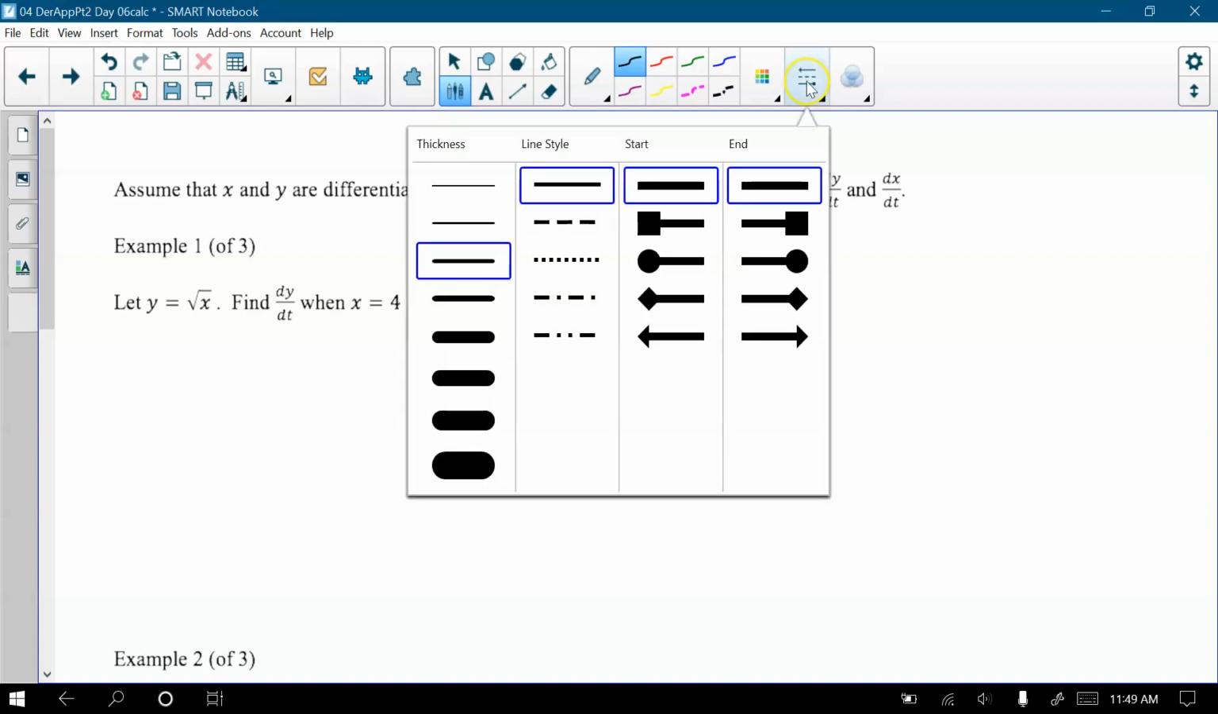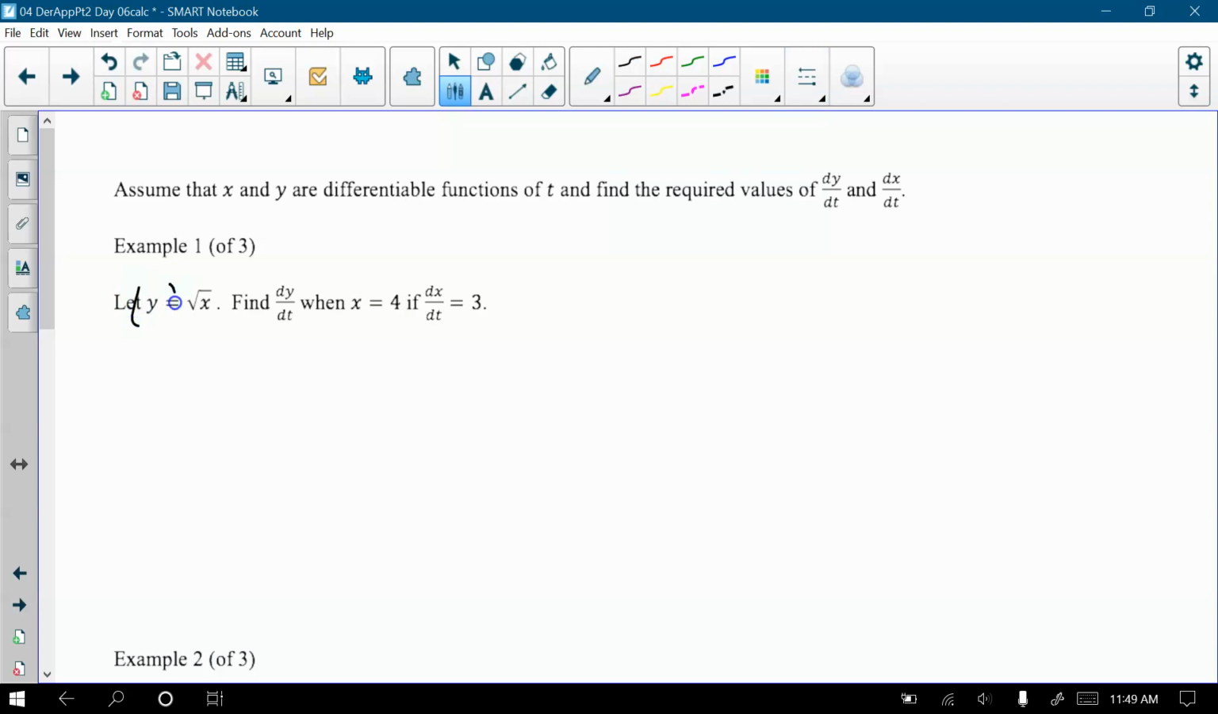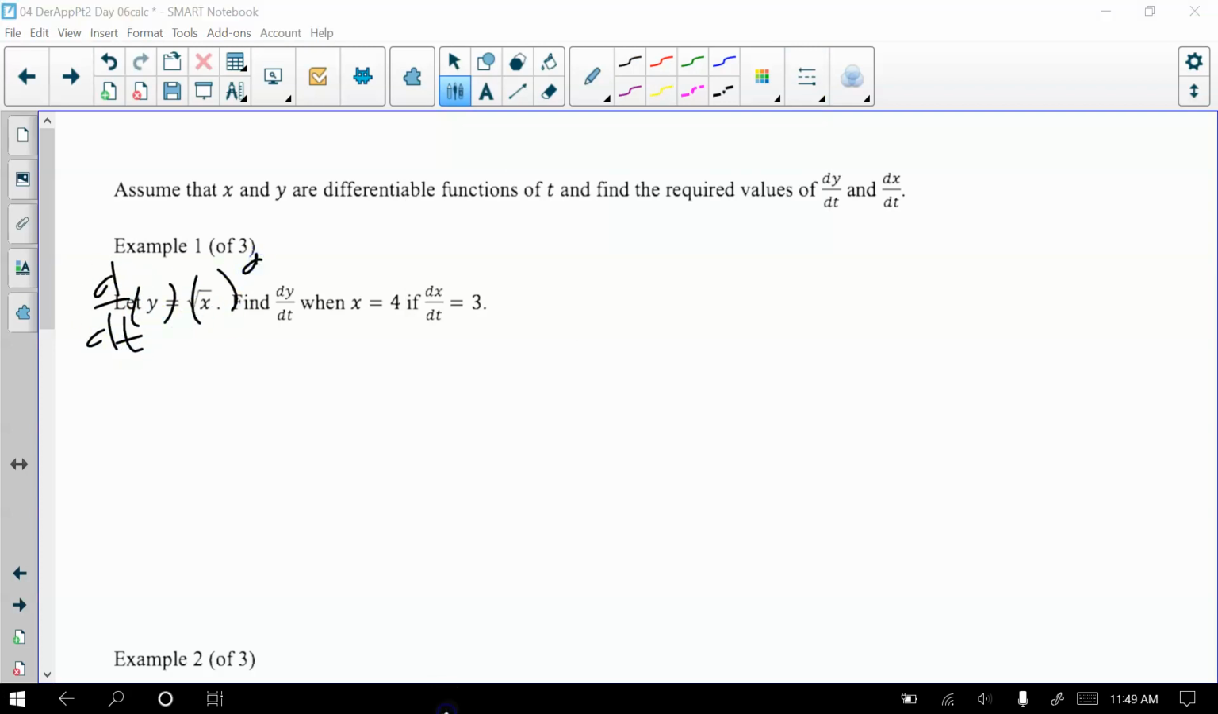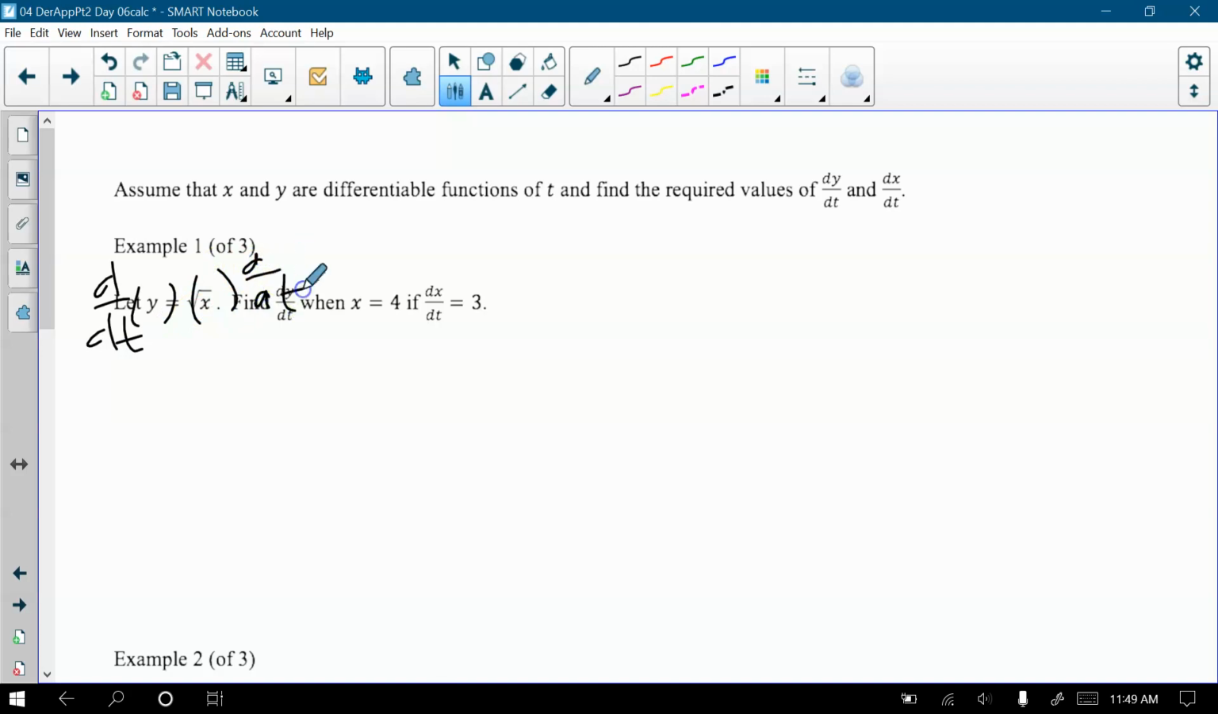Historically, students usually like this one, so let's see if you guys think the same way. Let's take the derivative with respect to time on both sides. The derivative of the left is going to be dy/dt, because I took the derivative of y with respect to time. I could do 1 times dy/dt, but that's just dy/dt. It equals the derivative of root x, which is 1/2 x to the negative 1/2, just like usual, times the derivative of x with respect to time, dx/dt.